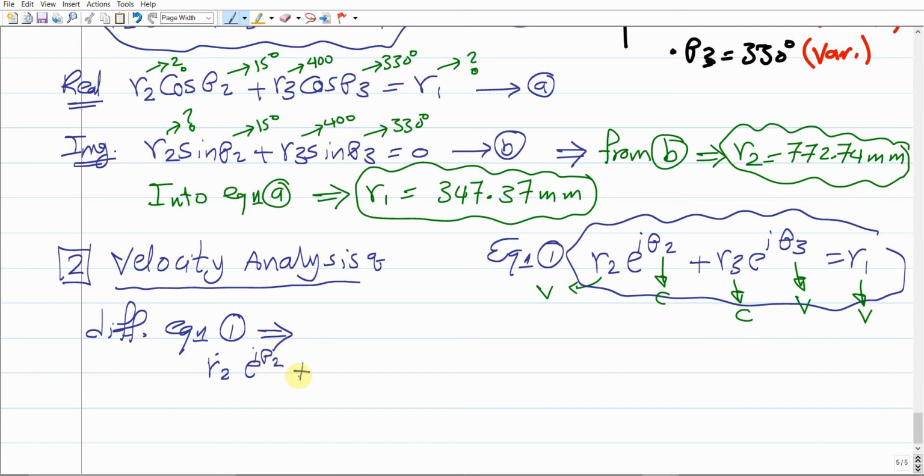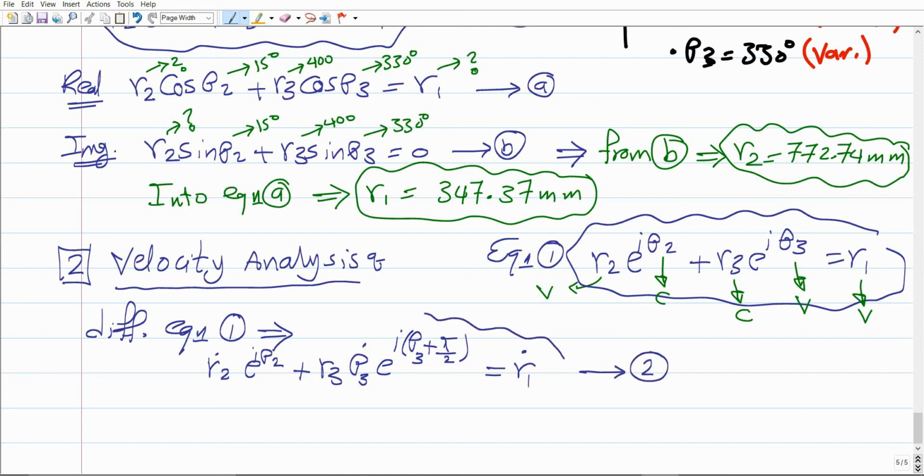The second term will be plus R3, which is constant, but theta 3 is variable. The derivative of the exponential term, as we mentioned, gives theta dot e^(i(theta plus pi over 2)). You just add pi over 2 to the angle, and this theta is theta 3. So we end up with R3 theta 3 dot e^(i(theta 3 plus pi over 2)) equals R1, which is variable, so it's going to be R1 dot. This gives us the second equation.